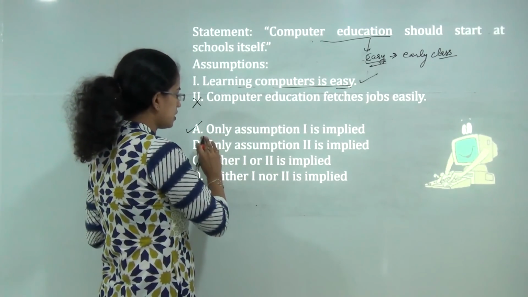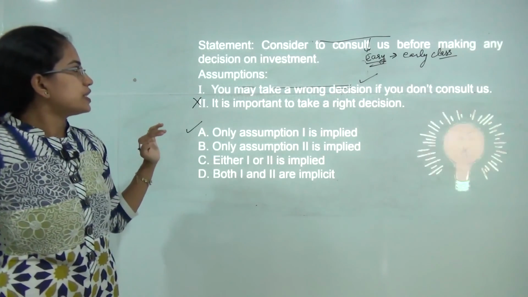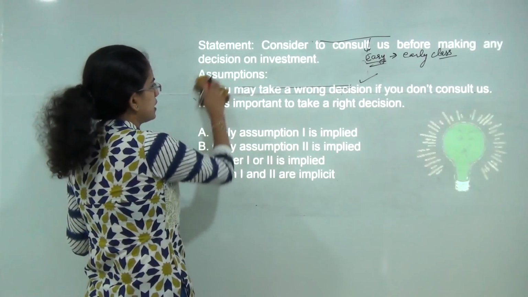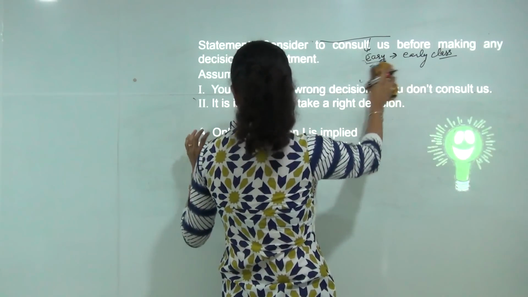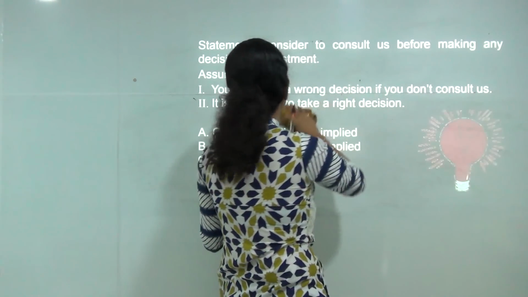So again I would say A would be the correct option here. Now next question, you have again a statement and you have two assumptions. Now it's very interesting to understand the question first.